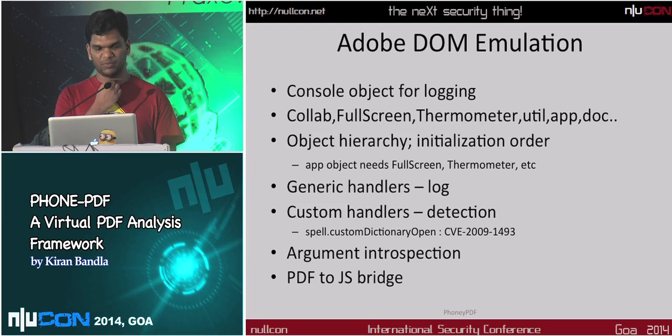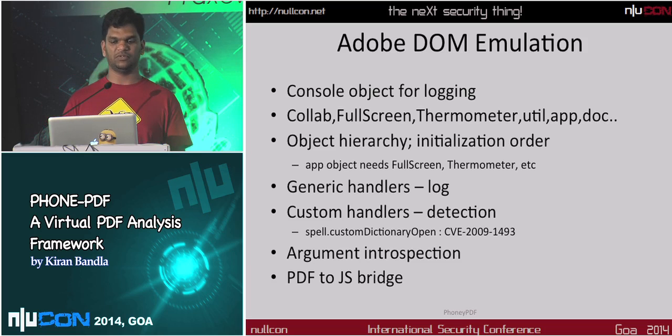This probably is the most important thing and probably the most unique thing in phoneypdf compared to other tools. And it has a full DOM emulation in the sense it has a console object that's used for logging. So from inside a JavaScript snippet, if you say console.log of a message, that message actually gets bubbled all the way up into the Python framework. And that's one of the first things that are bootstrapped when the context is created.